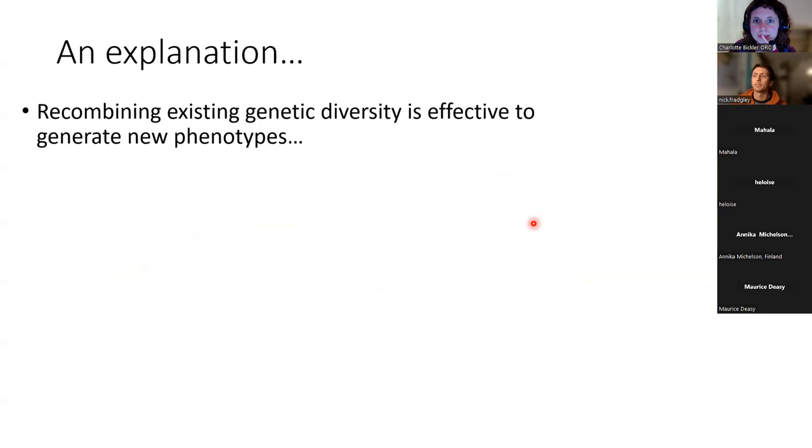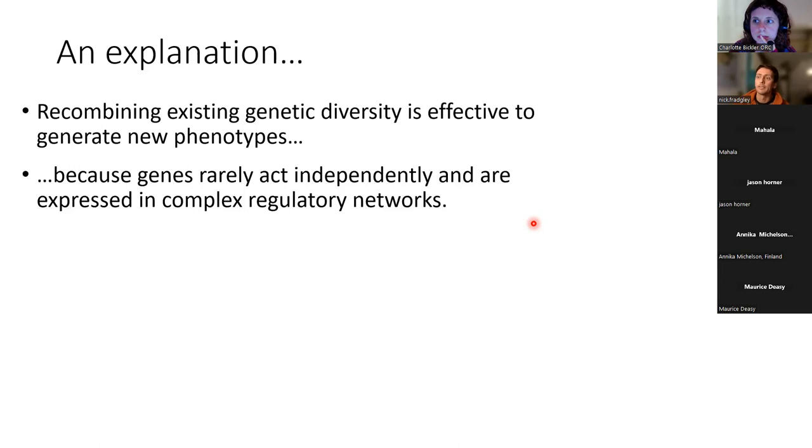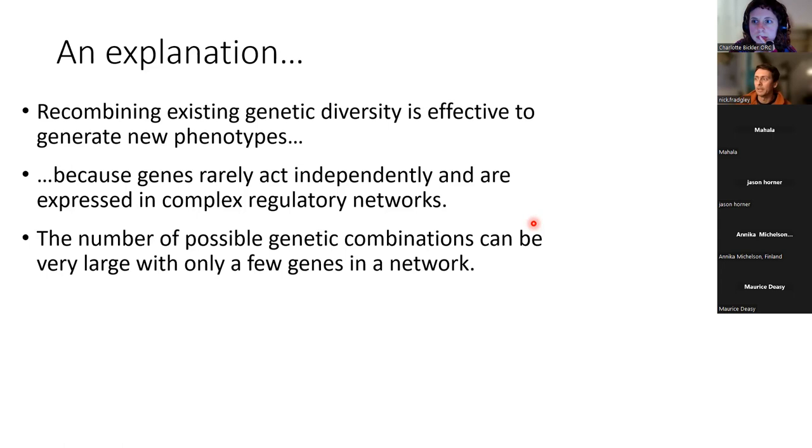So what's happening, I think, is that recombining existing genetic diversity is as effective at generating new phenotypes as the overall genetic diversity of genes in the first place. And this is because genes rarely act independently and are expressed in complex regulatory networks, where the number of possible genetic combinations can be very large with only a few genes in a network.